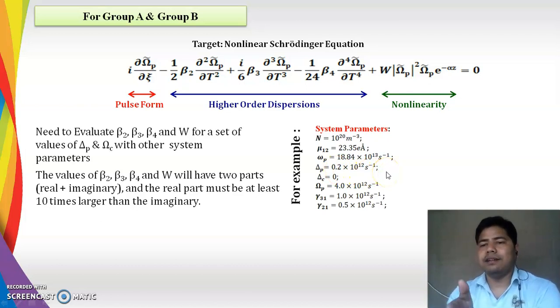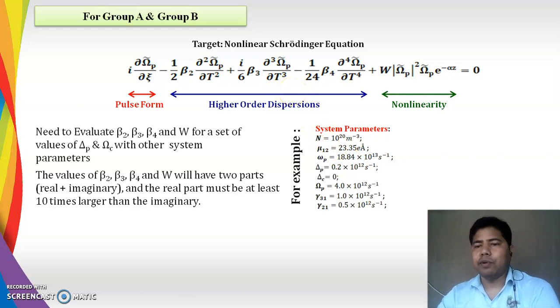Very near to the 0 point and towards positive. This is a positive quantity of delta p. Now at that point we'll be searching what will be the values of beta 2, beta 3, beta 4 and W. We have taken delta C, probe control detuning 0, delta P, sorry, omega C. The capital omega P should be a capital omega C, that is a mistake.